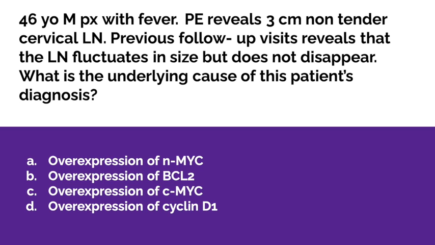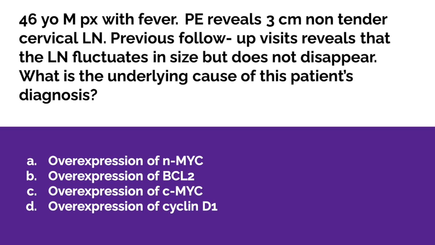So for this question, we have to know what is the diagnosis first, what is the underlying cause of it, right? So this patient has a mass or an enlarged lymph node that is fluctuating in size. Typically, this is described as waxing and waning, which is extremely high yield, and it is associated with follicular lymphoma. So great, we know the diagnosis of follicular lymphoma, but which one of these overexpressions is associated with it?